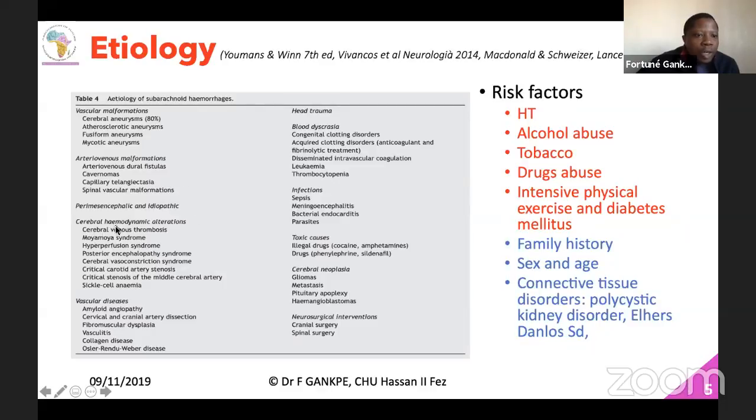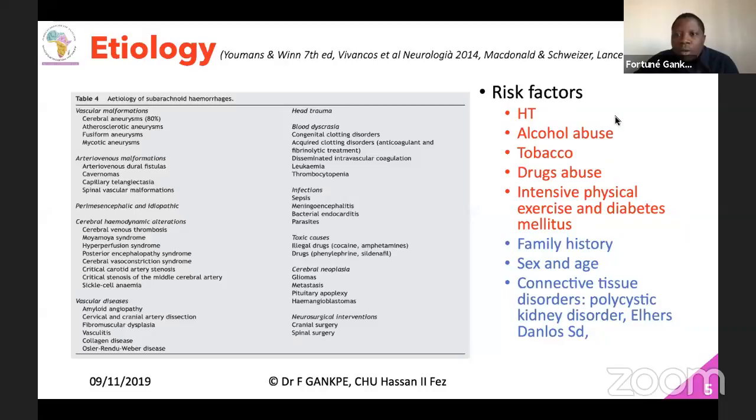The group of cerebral hemodynamic alteration, the group of vascular disease, including amyloid angiopathy, cervical or cranial artery dissection, fibromuscular dysplasia, vasculitis, and so on. We also have head trauma, blood dyscrasia, infection, toxic causes, cerebral neoplasia, including gliomas, metastasis, pituitary apoplexy, and hemangioblastomas, and also neurosurgical intervention.